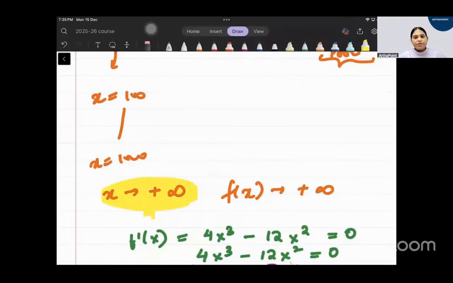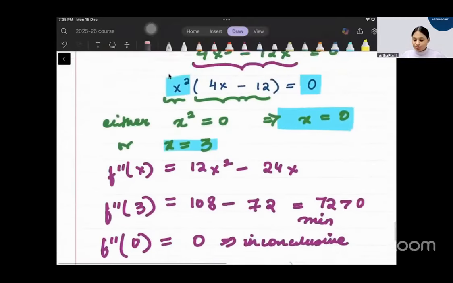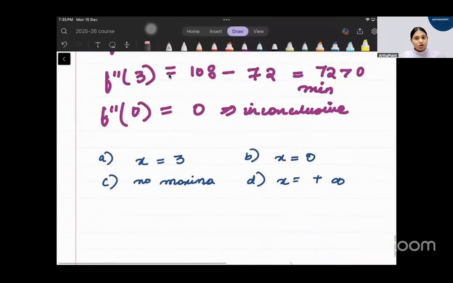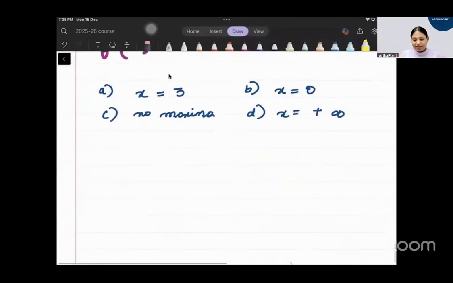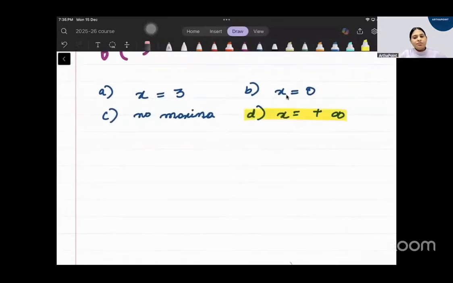Is it clear? No, it cannot be D. That's the beauty. The value of the function should be some number. If I don't have a number, I cannot say the maximum is infinity. That's no answer. So you need some number for it. That is why this is incorrect. Okay. So next question.